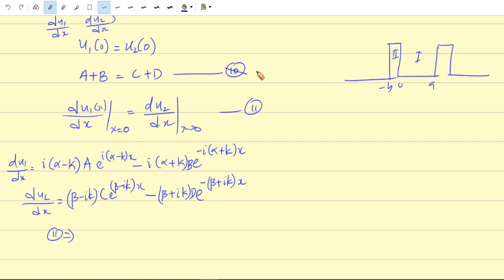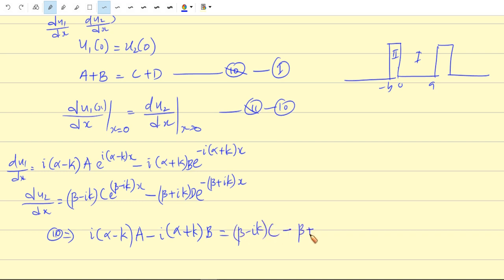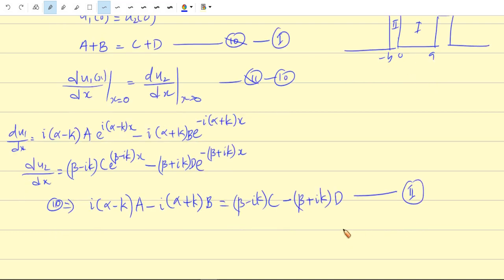You can put this equation number as equation Roman 1. Okay, this is equation number 10, and equation number 10 becomes i(α − k)a when x is equal to 0. This will be e raised to 0, minus i(α + k)b, is equal to (β − ik)c minus (β + ik)d. So we have another equation. This is equation Roman number 2. This is equation number 1. So we have two equations.